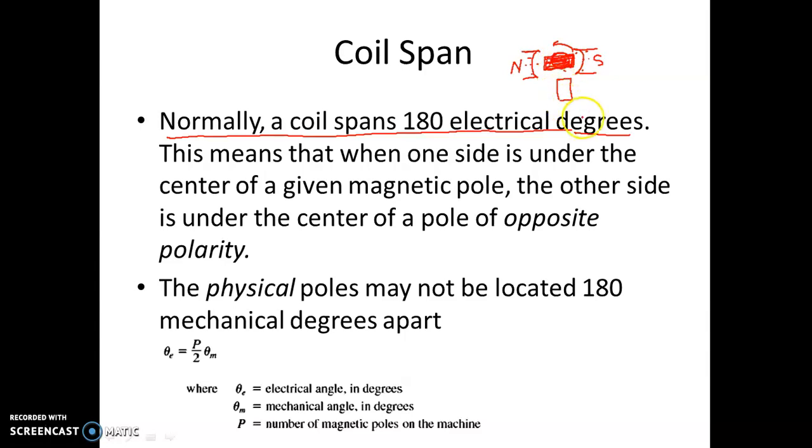Let one side be A and this position be B. After 90 degrees rotated, B will be here and A will be here. Another 90 degree rotation: B will be here and A will be here. Another 90 degree rotation, the position will be like this, B here, A here. Another 90 degree rotation, B will be here, A will be here.